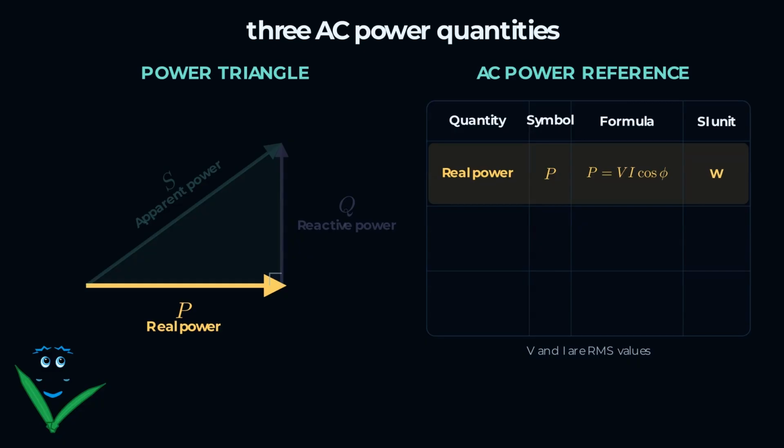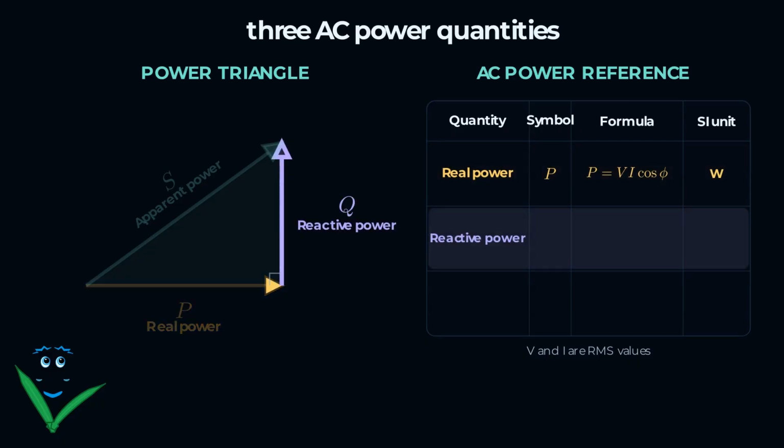Reactive power represents energy that moves back and forth between the source and reactive components. It is represented by capital Q and is equal to the RMS voltage multiplied by the RMS current multiplied by sin φ. Reactive power is measured in reactive volt-amperes, usually called VAR. Inductive reactive power is normally treated as positive, while capacitive reactive power is treated as negative. The sign therefore indicates whether the circuit is predominantly inductive or capacitive.